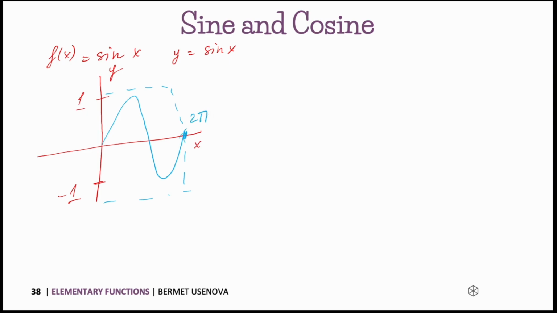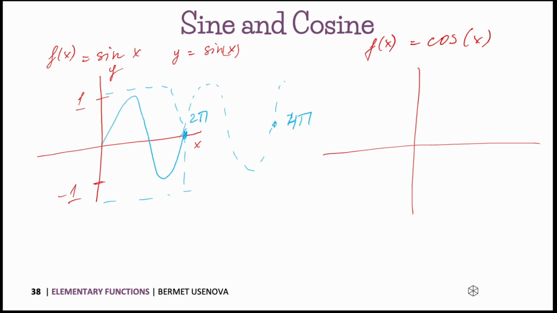So it's a periodic function, so we can continue to draw it further, and here will be 4 pi and so on. If we look at cosine x, it will look like the following. Cosine x is also a periodic function with period equal to 2 pi, but it looks a little bit different. So it starts from here and goes like this. So this is a cycle of cosine, and it's also equal to 2 pi. So we can also continue this function further.